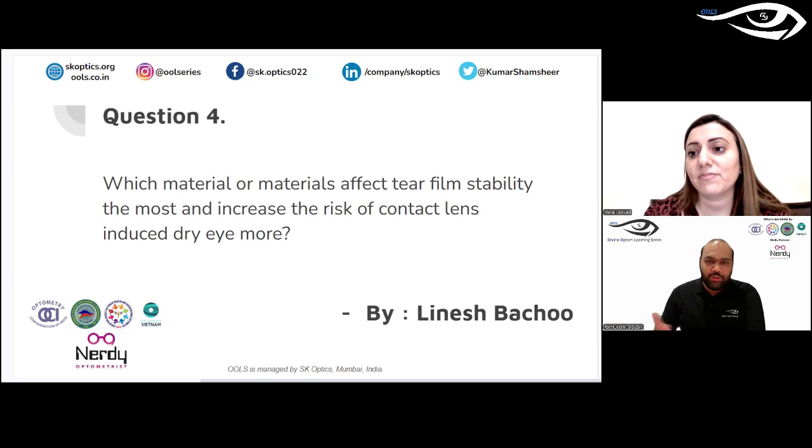Hydrogel category, because those are very beneficial for your patients with marginal dry eye. True. So in terms of contact lens material, silicone hydrogel, and now it's even better with the daily disposable silicone hydrogel contact lenses. That's right.